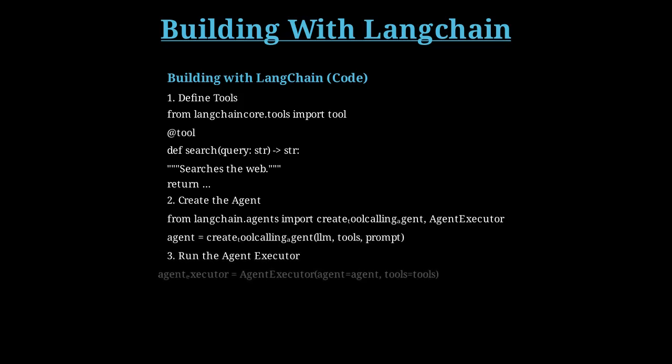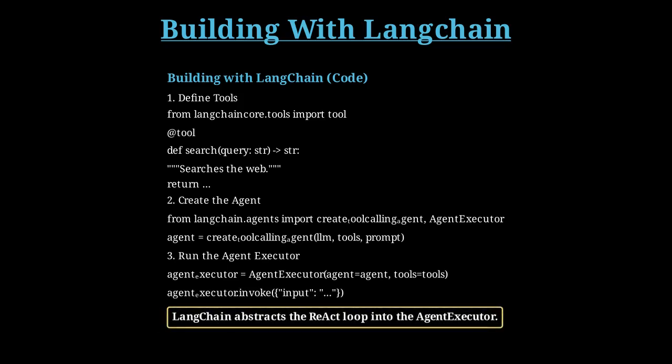Finally, you assemble these pieces into an agent executor. This object takes the user input, orchestrates the ReAct loop we discussed earlier, calling the LLM and tools in turn, and returns the final result. It manages the entire agentic loop for you.